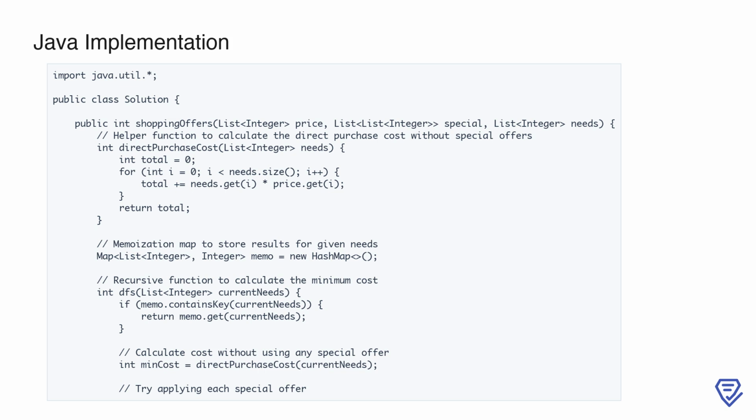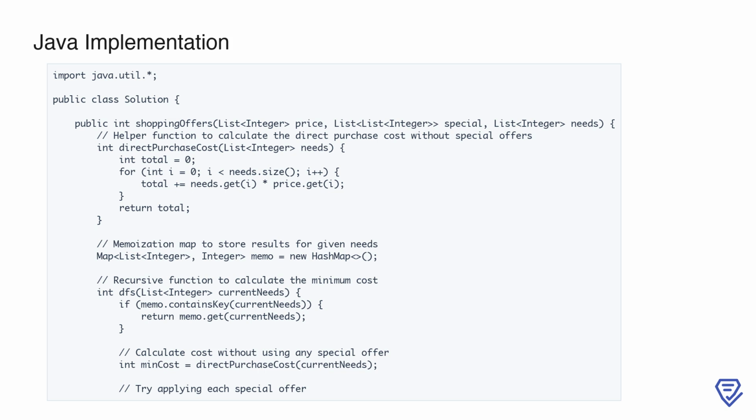To begin, a helper function named directPurchaseCost is defined. This calculates the total cost if no special offers are applied. It iterates over the needs list, multiplying the quantity of each item by its price, and accumulates the total. Next, we set up a memoization map, memo, which will store computed results for specific states of needs, helping us avoid redundant calculations. Finally, a recursive function DFS is introduced to explore all possible ways to fulfill the needs.